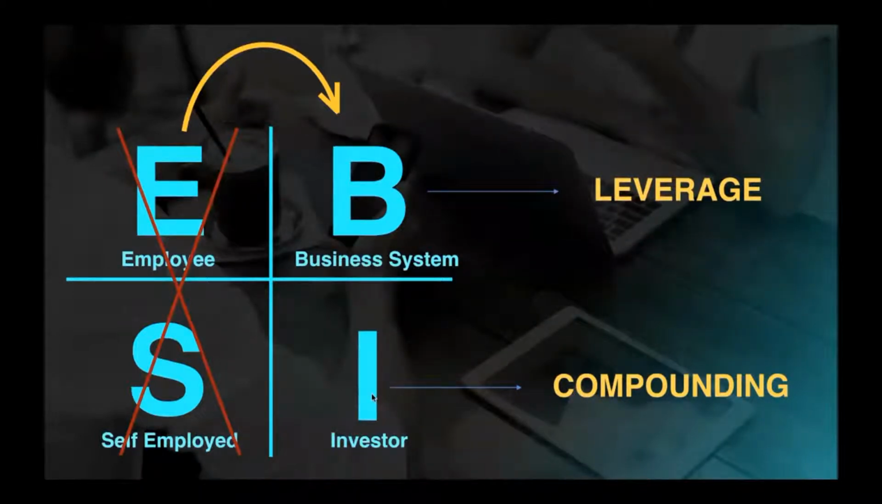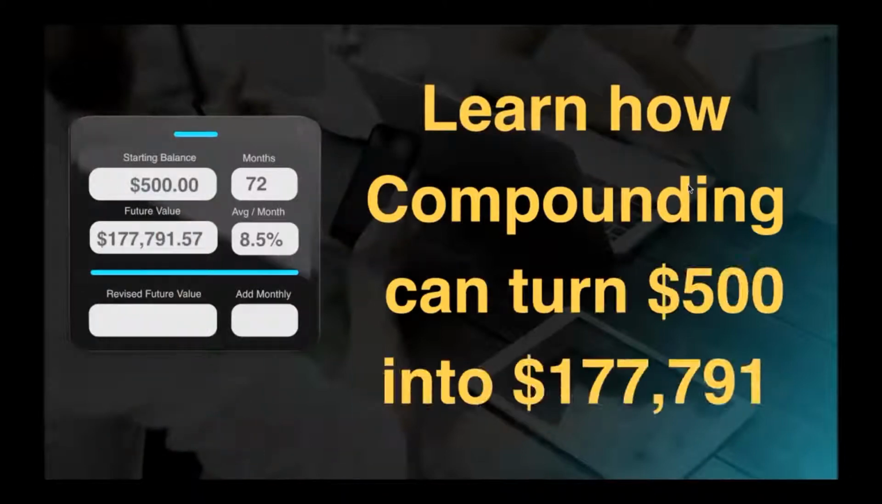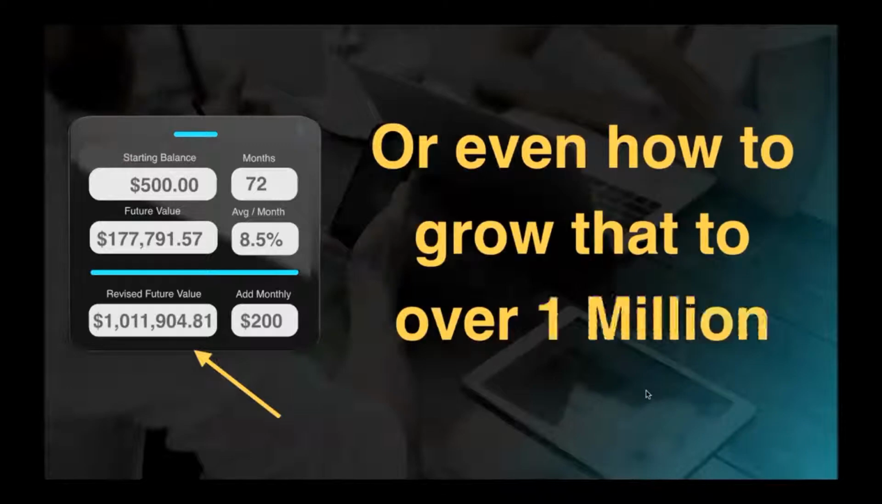There's two principles that we're going to be talking about that are at play here. If you're earning passive income through the I quadrant, that's compounding. You're tapping into compounding. We're going to talk a lot about that in the next video. If you're generating passive income that's coming in, whether you're on vacation, whether you're sleeping, from the business system quadrant, that's leverage. We're going to talk a lot about that in one of the upcoming videos as well. And this isn't complicated, but even if you've been introduced to these concepts, we've got to introduce them to you again so we can set you up and get you on the right track. We're going to show you how you can use compounding to grow $500 into $177,000 and even how to grow that to over $1 million.